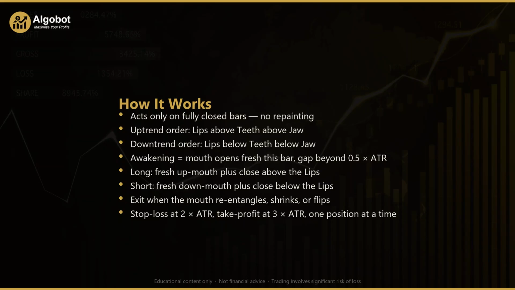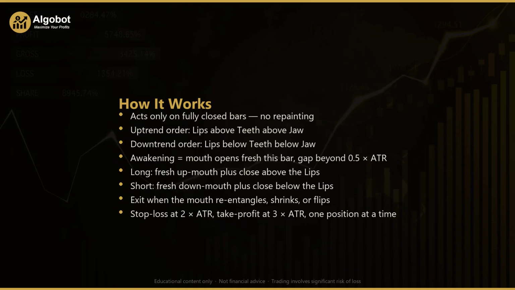The key word here is awakening. The strategy detects the exact bar where the mouth opens. That means the mouth is open on this bar, but it was not open on the previous bar. This edge detection is what separates a genuine awakening from a trend that's already been running.